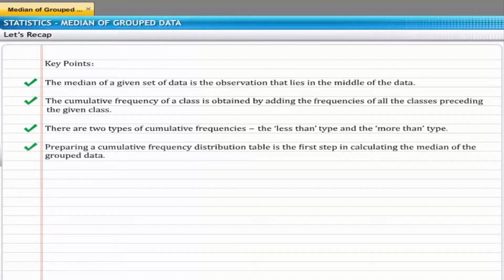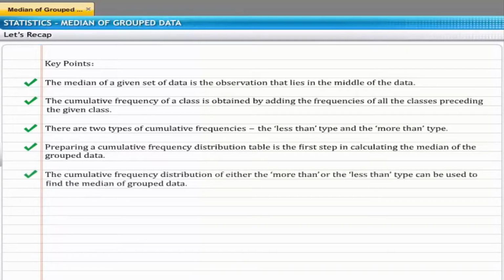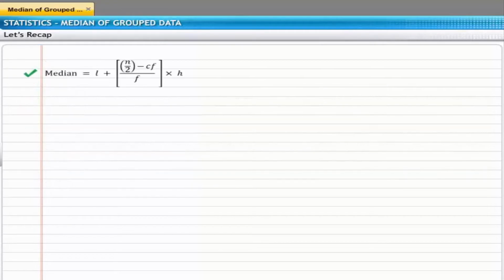Preparing a cumulative frequency distribution table is the first step in calculating the median of the group data. The cumulative frequency distribution of either the more than or the less than type can be used to find the median of group data. The formula for the median of grouped data is shown here.